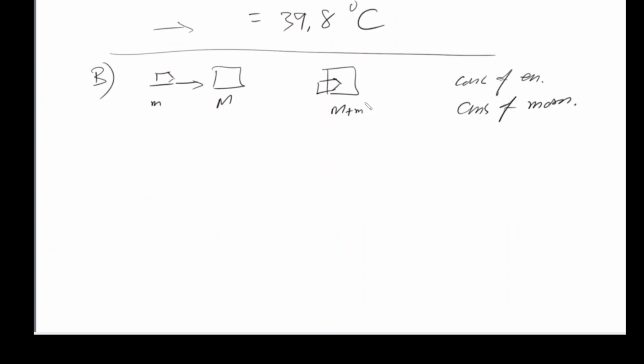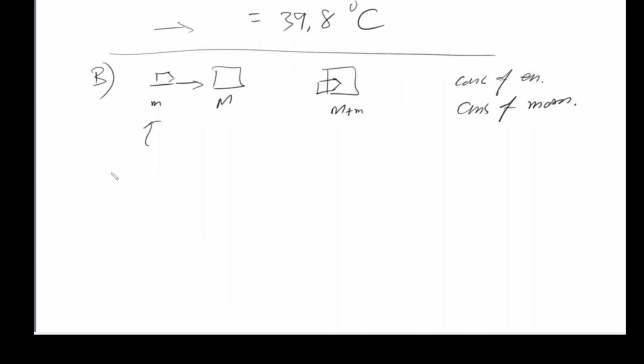Also note that some of the kinetic energy that the bullet initially had goes into the kinetic energy of the bullet and block system and is lost to heat. So the bullet will not heat up as much because some of the initial energy is lost to the kinetic energy of the final system.